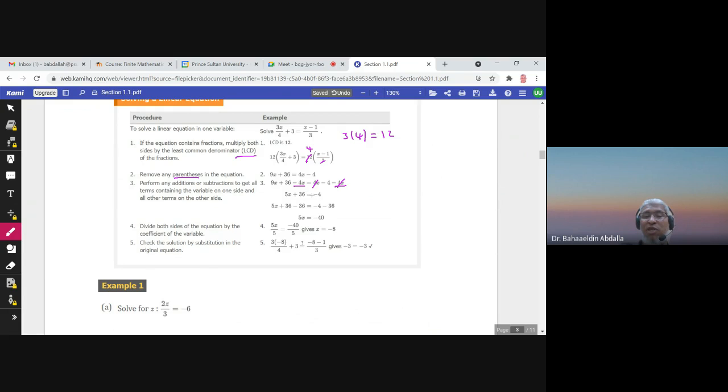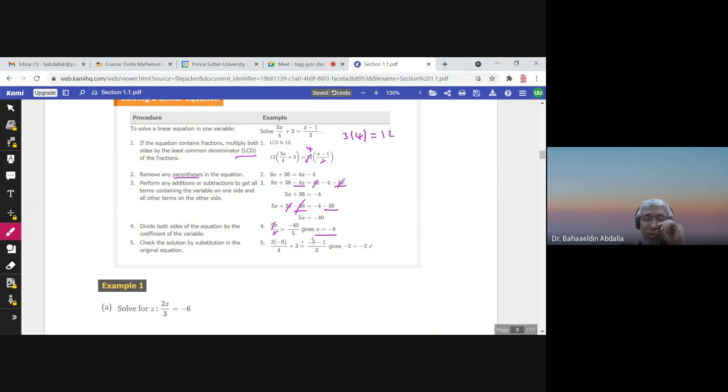Now I need to get rid of the 36. So I subtract 36 from both sides. These will be cancelled, and I will have 5x equals negative 4 minus 36, negative 40. Now I need to get rid of the coefficient. I need it to be 1. So I divide by 5. 5 cancels with 5, and we will have x equals negative 8. That's the solution of this equation.